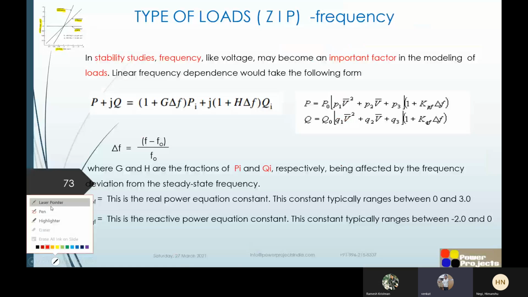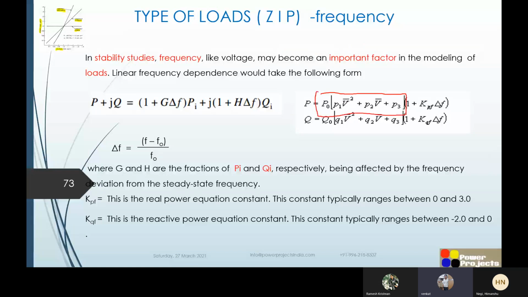Till now, we have seen up to this equation, and the same goes for the reactive power too. Now they have introduced a factor with the frequency to match the load for the dynamic purpose. Here kpf and kqf are nothing but constants.